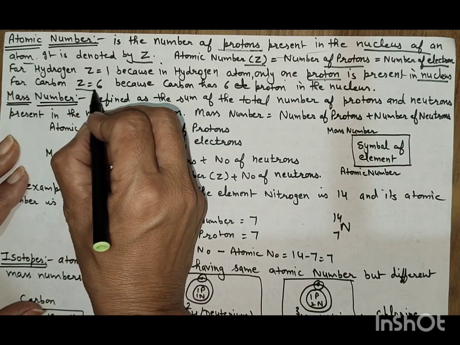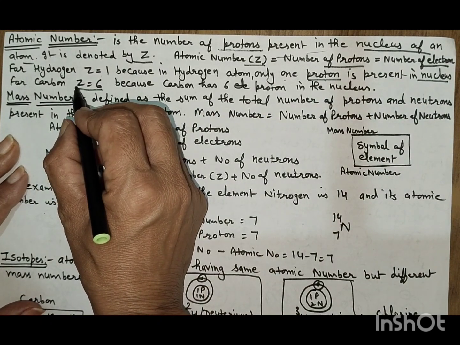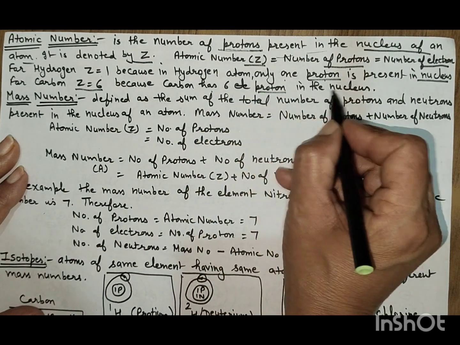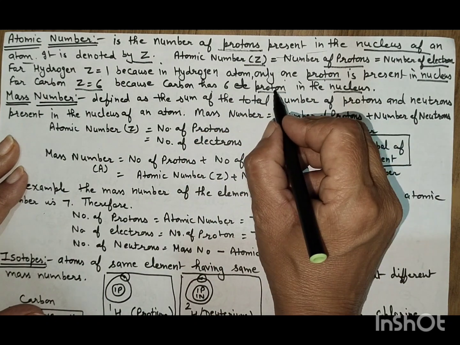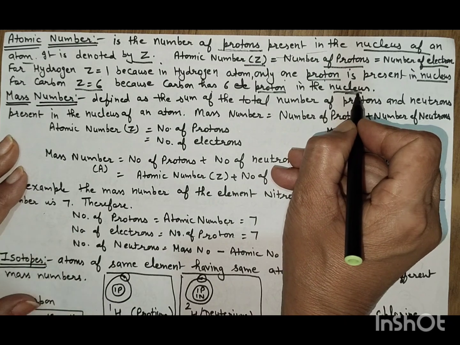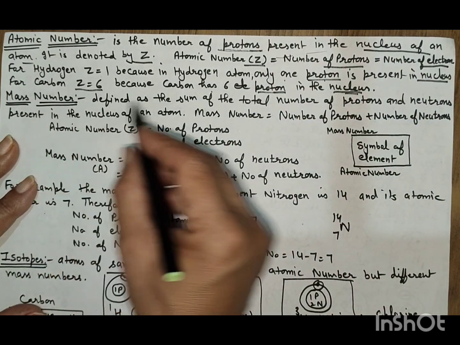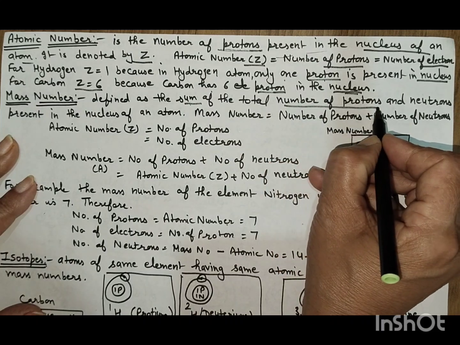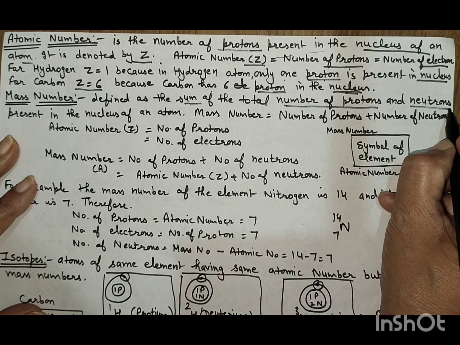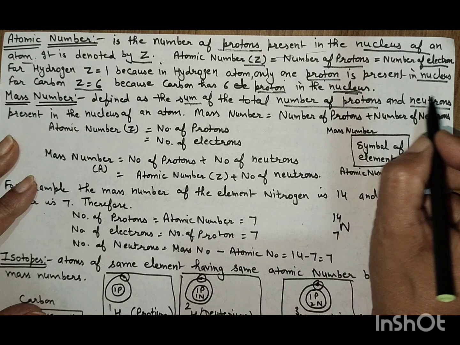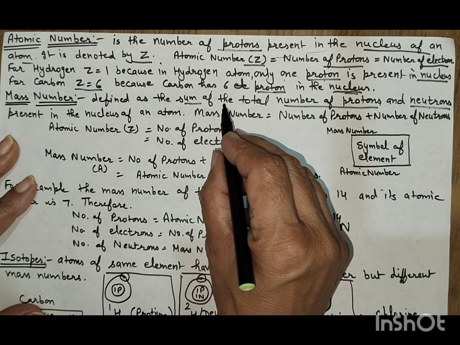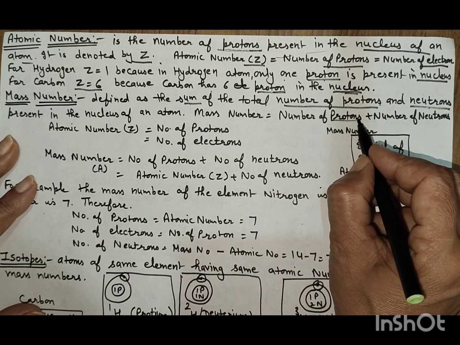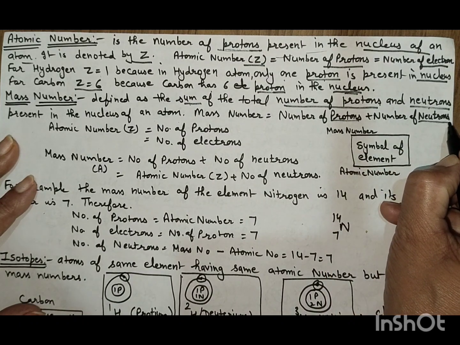For carbon, Z is 6. Z means atomic number is 6 because carbon has 6 protons in the nucleus and 6 electrons. Mass number. Mass number is defined as the sum of the total number of protons and neutrons. The total number of protons and neutrons present in the nucleus of an atom is called mass number. Mass number is equal to number of protons plus number of neutrons.